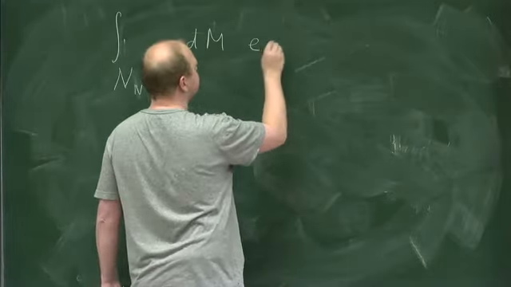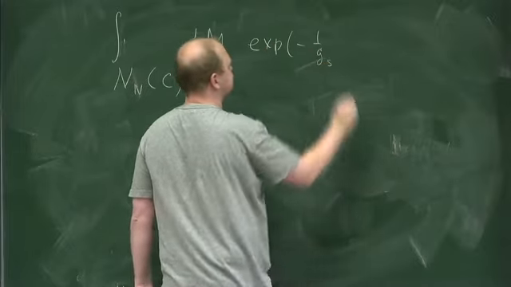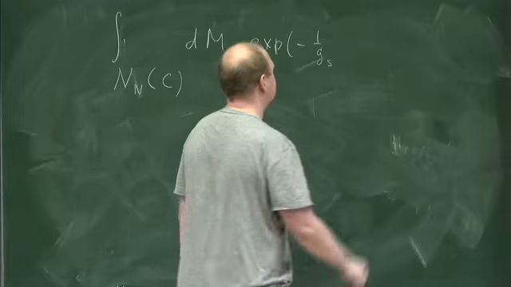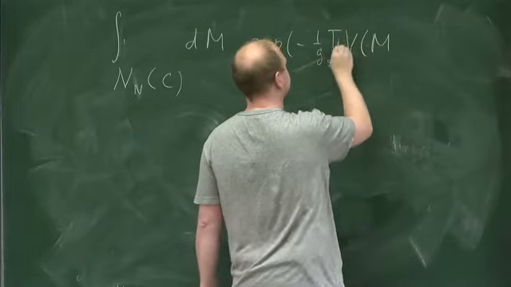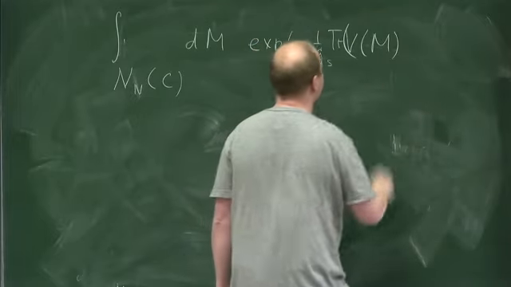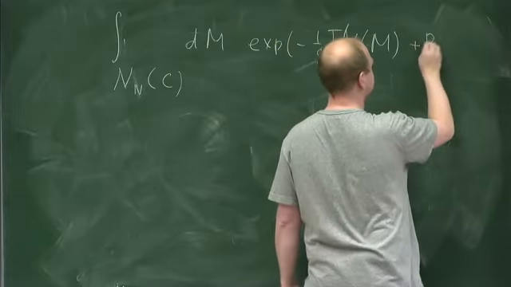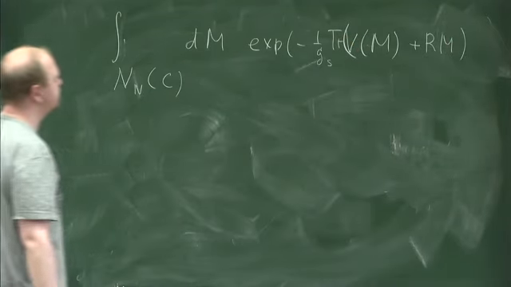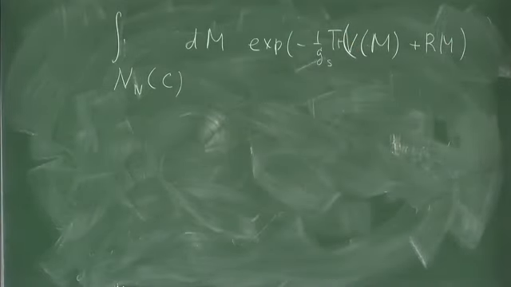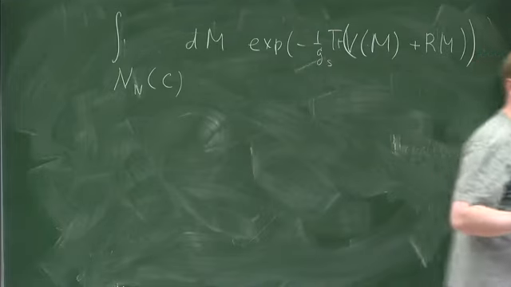And so they integrate exponent of -1 over gs, so gs is a genus parameter, of some potential, which is a function, so it's trace of V of M. M is a matrix in this space of matrices, plus, and so it's a matrix model with one external field, R M. R is an external field. So people look at this kind of functions.